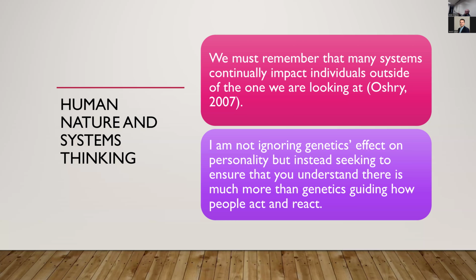We have to remember that many systems continually impact people outside of that one we're looking at. So if we're evaluating their work system, we have to think they've got a family system, they've got an extended family system, they've got their social group systems, they have any clubs they belong to, athletic groups they belong to, any online groups they belong to. And all of these impact how that person works and cooperates inside of the system we're evaluating.